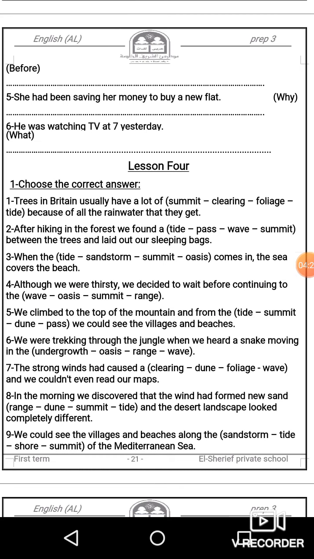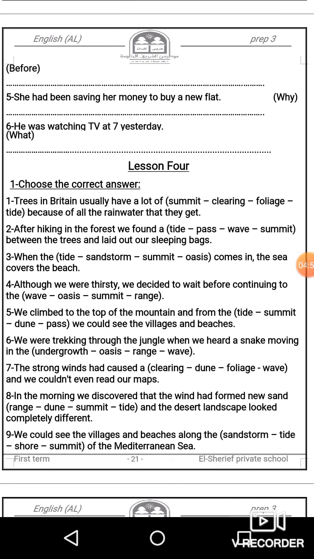Number 1. Choose the correct answer. 1. Trees in Britain usually have a lot of foliage because of all the rainwater that they get. Trees in Britain usually have a lot of foliage because of the rainwater.